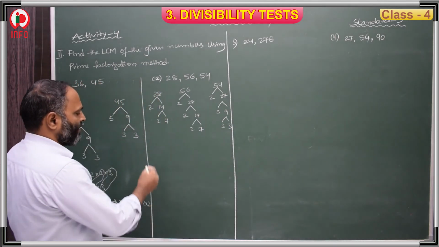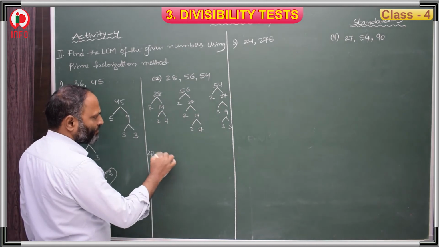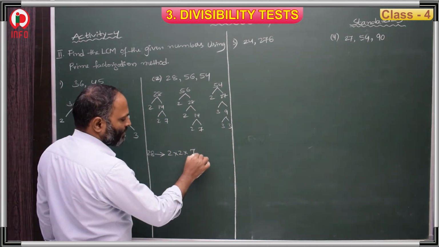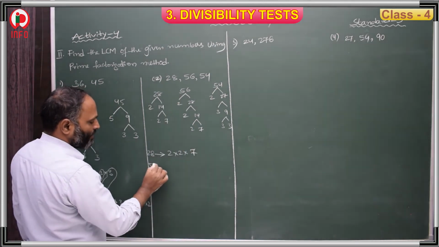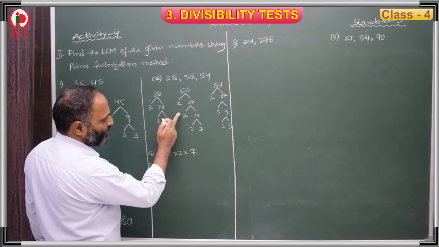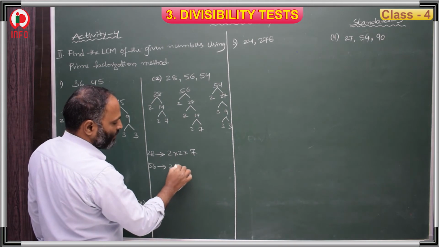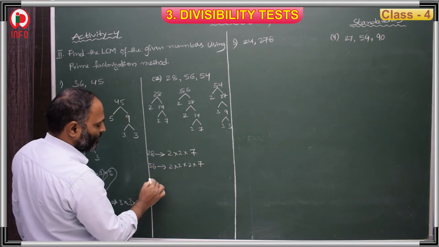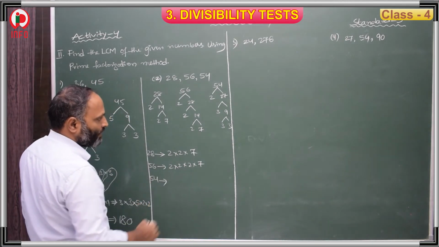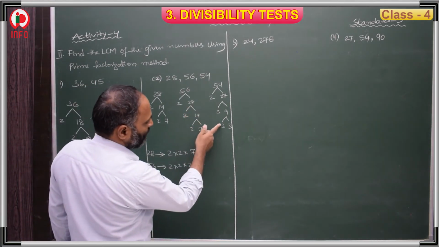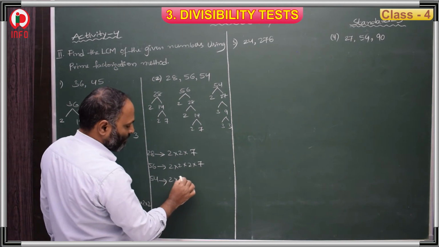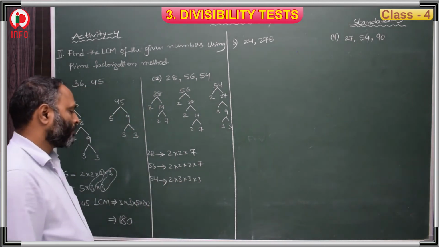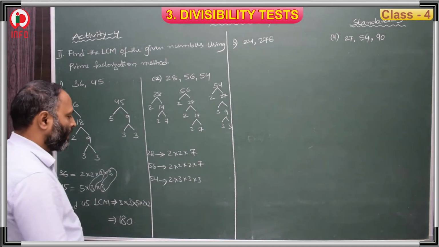Now the prime factors. First 28: 2 into 2 into 7. Then 56: 2 into 2 into 2 into 7. Then 54: 2 into 3 into 3 into 3. Like this.